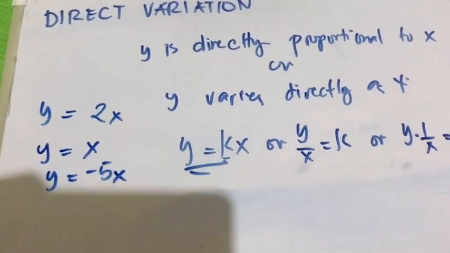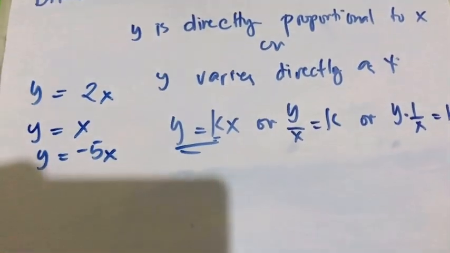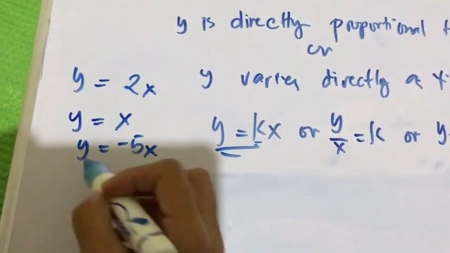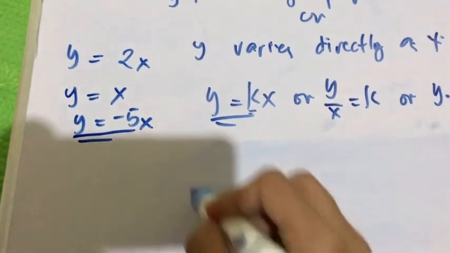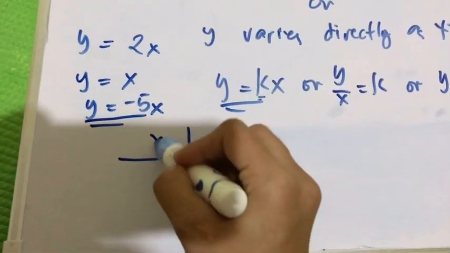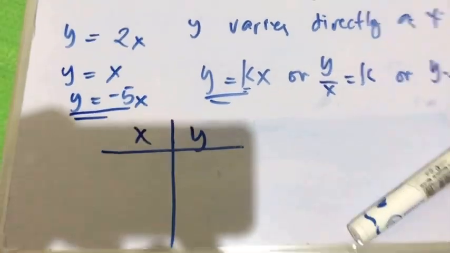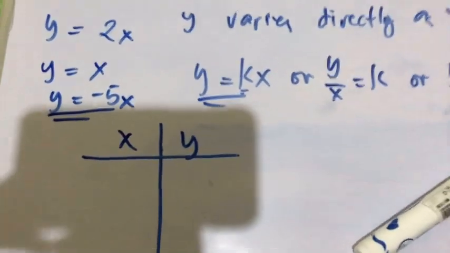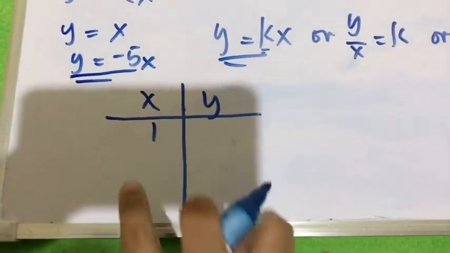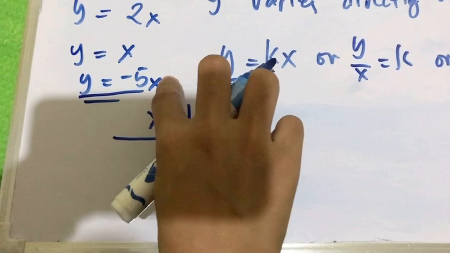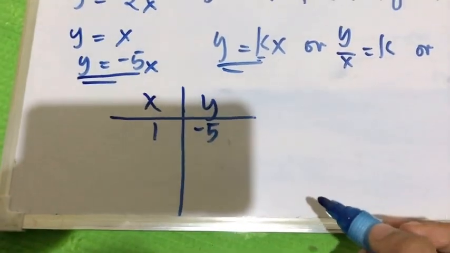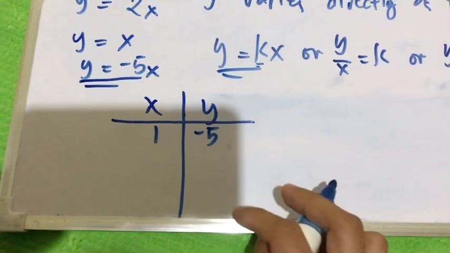So, let's go back. What do we mean by these statements? Let us choose this one. Y is equal to negative 5x. We will make a table of values. We have here our x and our y. Suppose that the value of our x is 1. So substituting 1 in here to x, this becomes negative 5. Am I right?